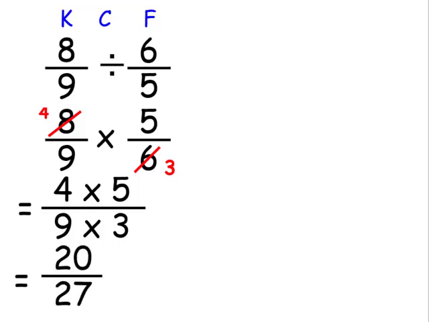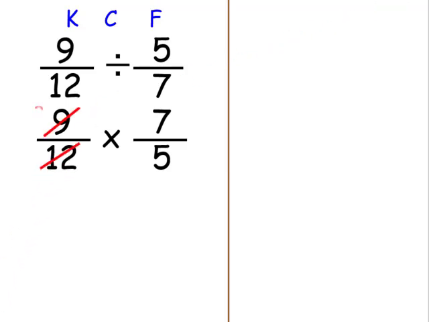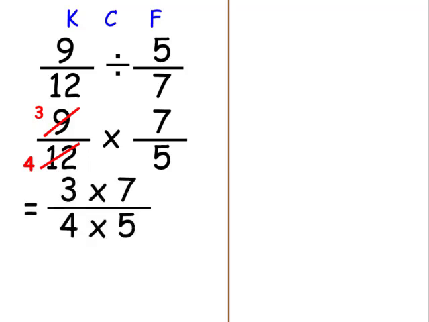Very similar to multiplication, just one extra step in this case. Same thing: keep, change, and then flip. We're going to try to cancel. I can see I can cancel vertically. 9 and 12 have a common factor. 3 can go into 9 3 times, and 3 can go into 12 4 times. No other common factors vertically or diagonally, so we're just going to go 3 times 7 over 4 times 5.